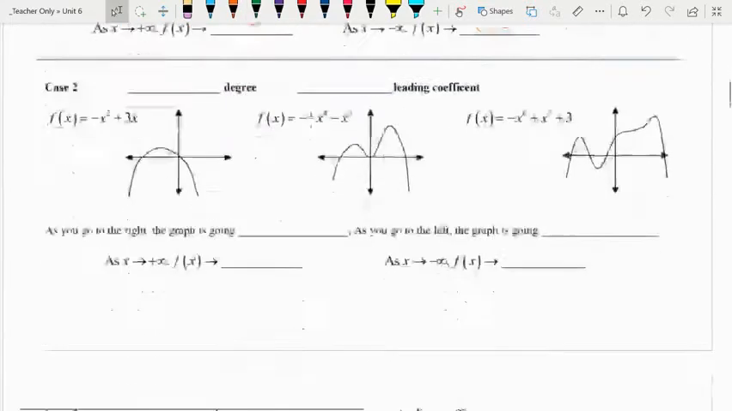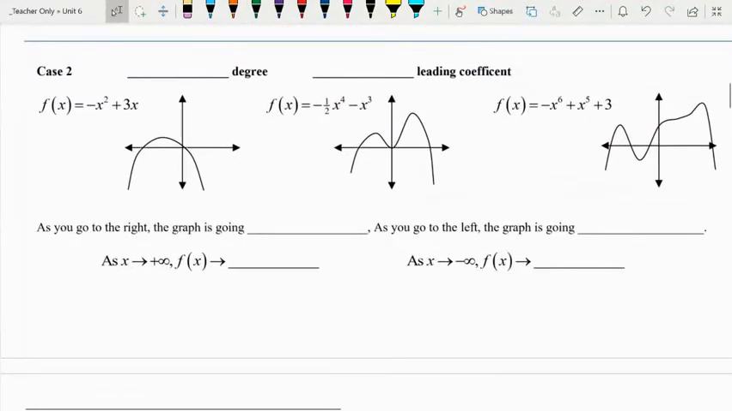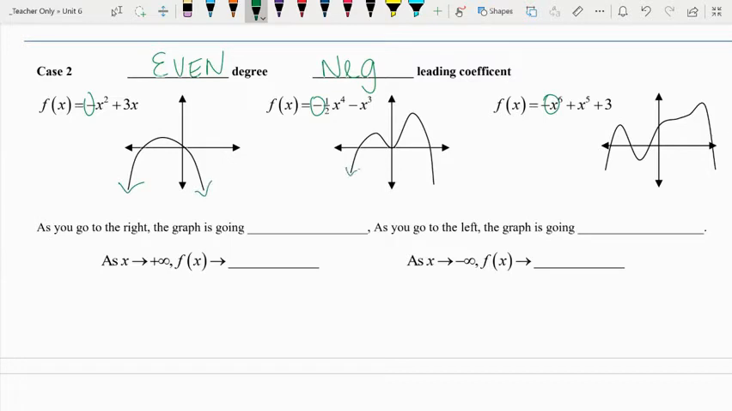In the second case, you have an even degree, but a negative leading coefficient. Notice how it's negative 1, negative 1/2, negative 1. Then they're all going to be pointing down. And if they are going down, we are going towards negative infinity.